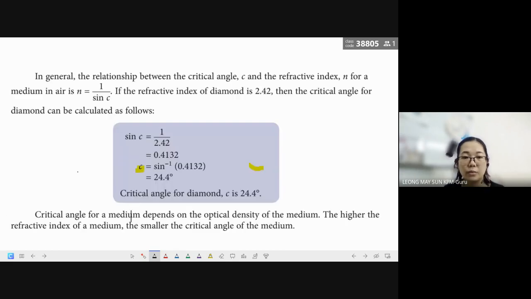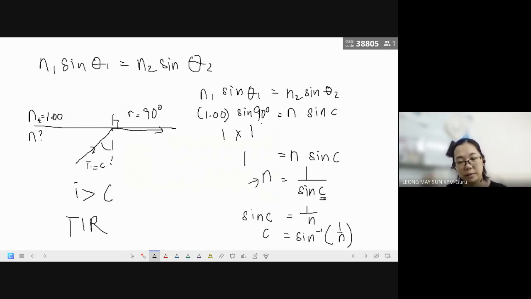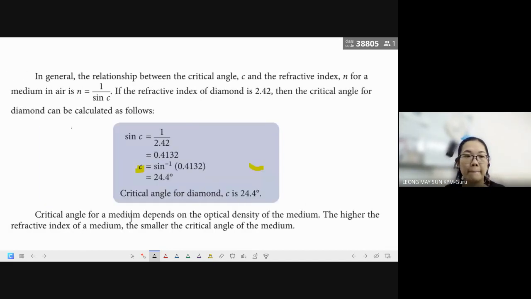So let's go back to here. Do you all need to copy this? Screenshot in 5, 4, 3, 2, 1. All right, so in general, the relationship between the critical angle and the refractive index is this formula. So I have just derived how they got that formula for you.